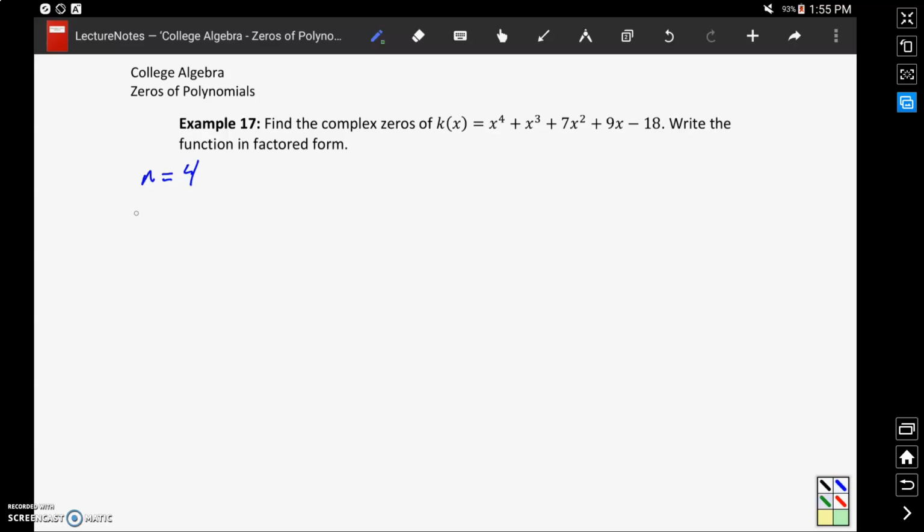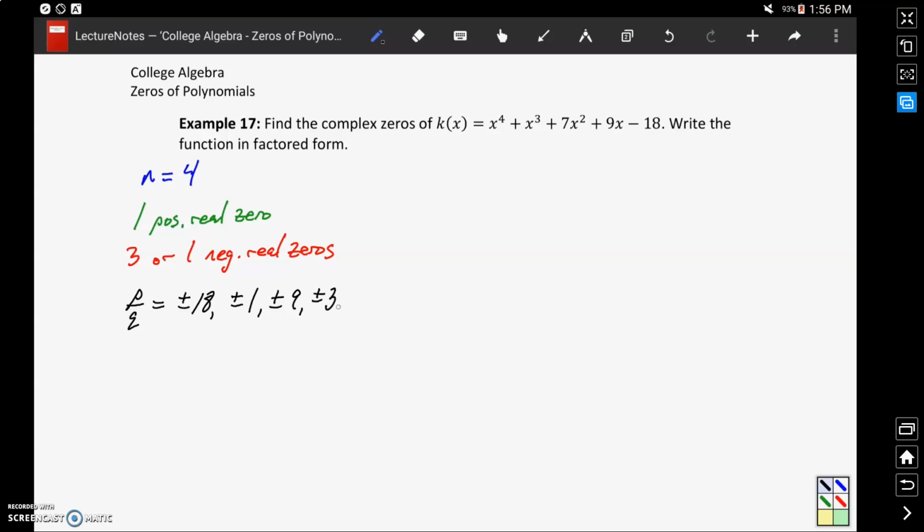The signs test would tell us that we'd be looking for 1 positive real zero and either 3 or 1 negative real zeros. And we would get a list of values for P over Q that would be equal to plus or minus 18, plus or minus 1, plus or minus 9, plus or minus 3, and plus or minus 6.